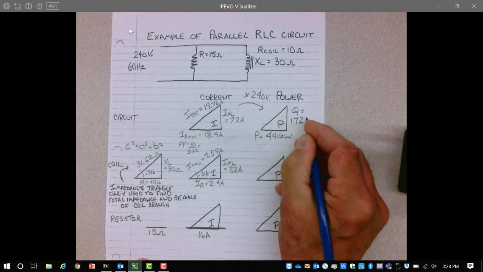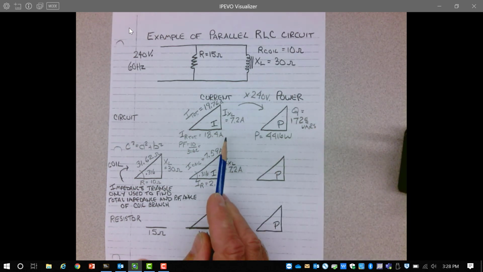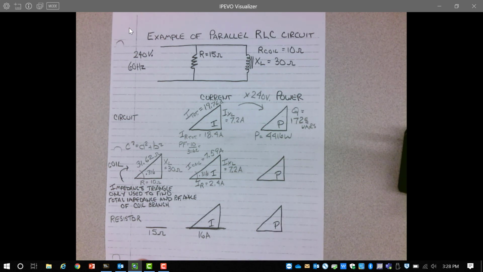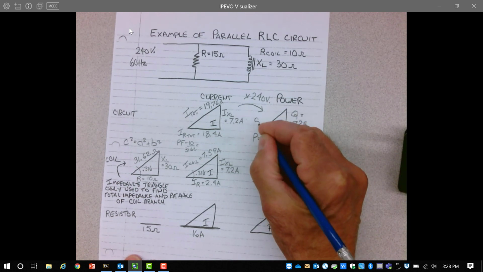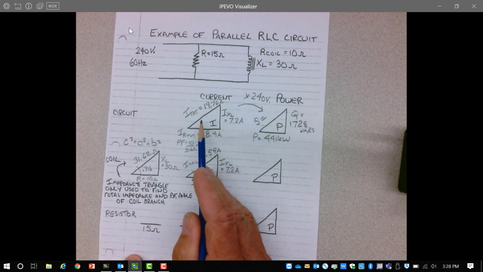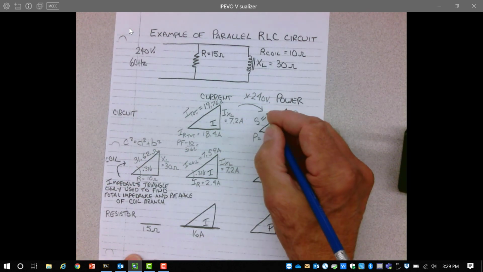1,728 vars, approximately. If you round off these numbers slightly in your calculation, it will change the numbers you have on the power triangle, but they should be fairly close to the values I have here. Our last value is apparent power. S is our total apparent power, which is the total voltage times the total current of the circuit. So 19.76 amps times 240 volts should give me the total apparent power, which should be 4,742 volt amps.